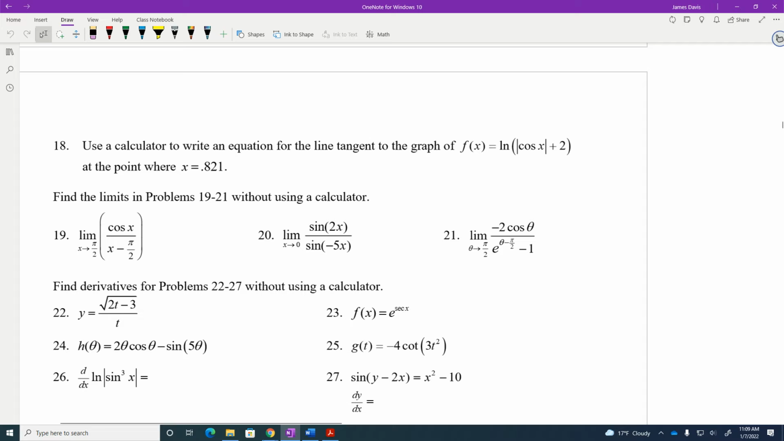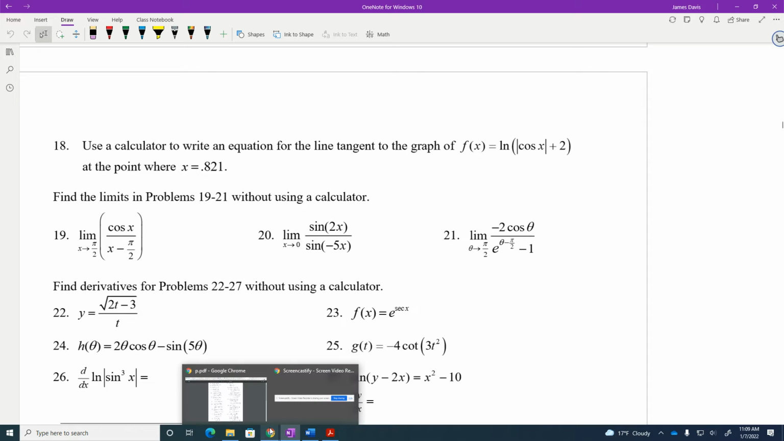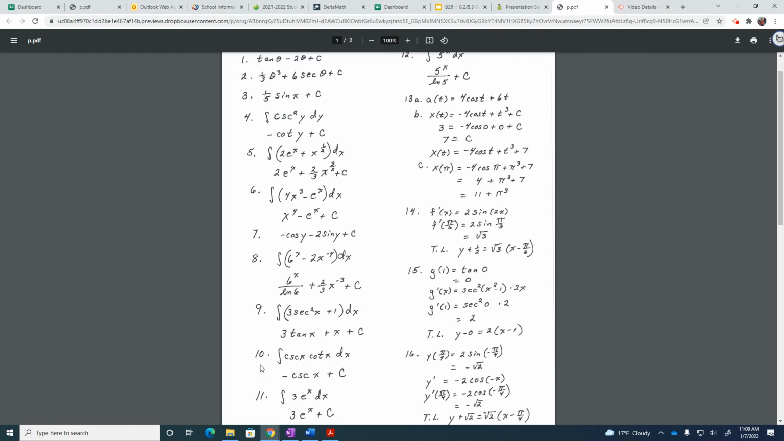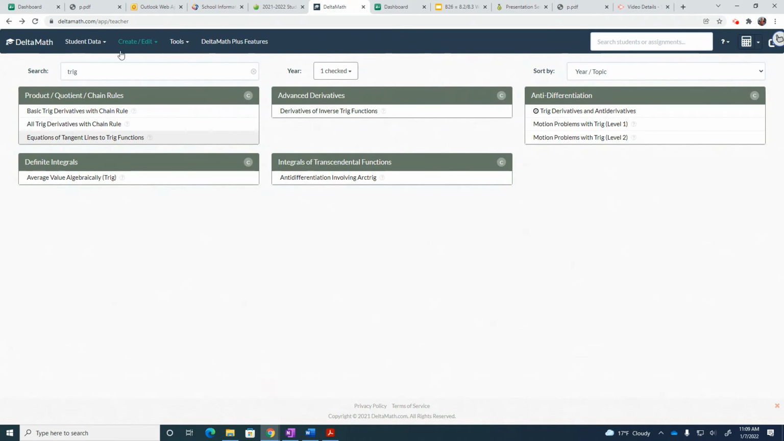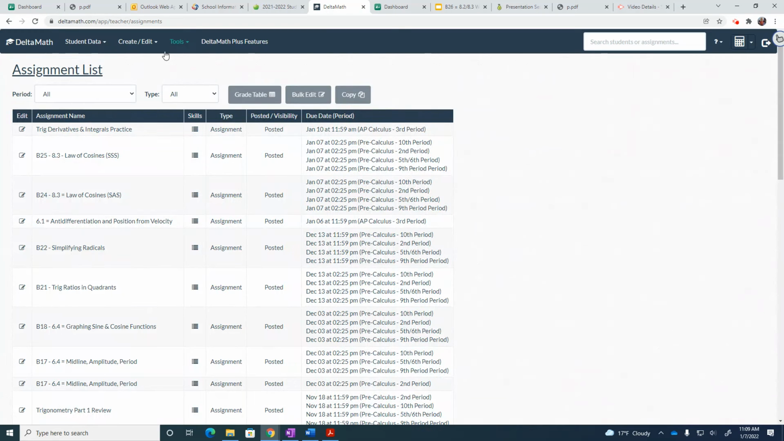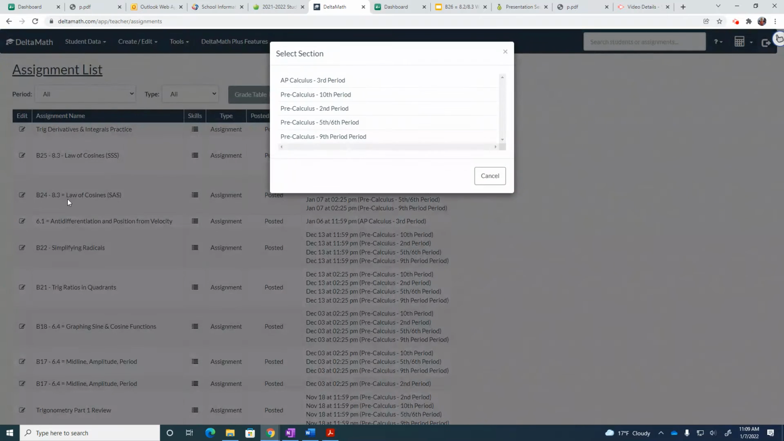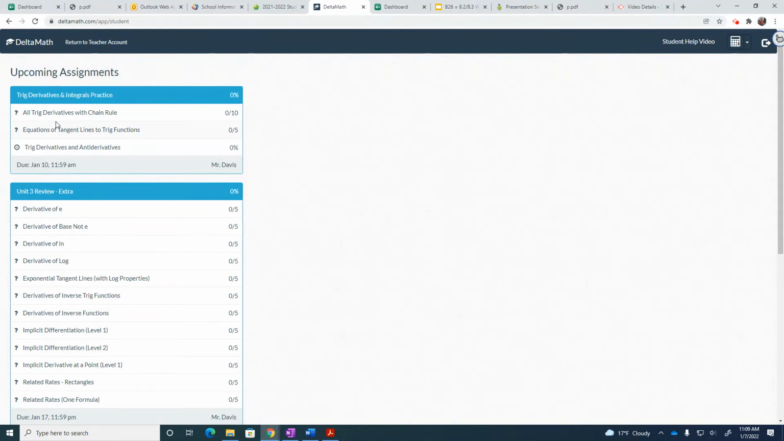So I thought today would be a good day to practice these sines and cosines that I struggle a little bit with. So I have a Delta Math assignment that we're going to do in order to do that. And again, I'll get into this as well. This up here. So it's this one here. It's called Trig Derivatives and Integrals Practice.